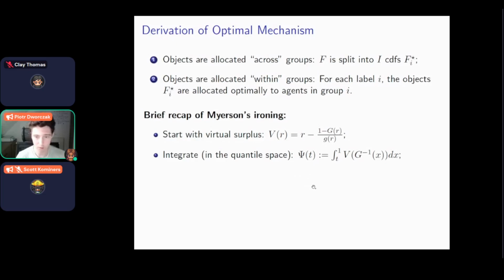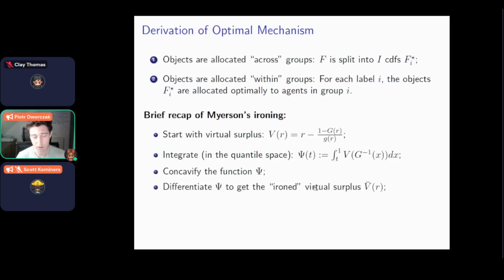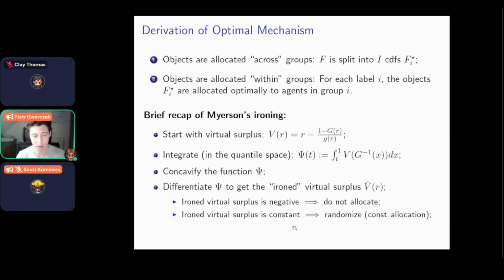We integrate that function in the quantile space, and I'm sure most of you are familiar with this step. You concavify that function, and you differentiate back. Because the function is now concavified, your derivative is going to be monotone, so you're going to get the ironed virtual surplus, which is going to be a monotone function. You can base your allocation on this ironed virtual surplus. And the recipe is simple. If the ironed virtual surplus is negative, do not allocate in that part of the type space. If it's constant, if it was ironed in some interval, that's when you use randomization, or to be more precise, a constant allocation that is not increasing in the reported type.